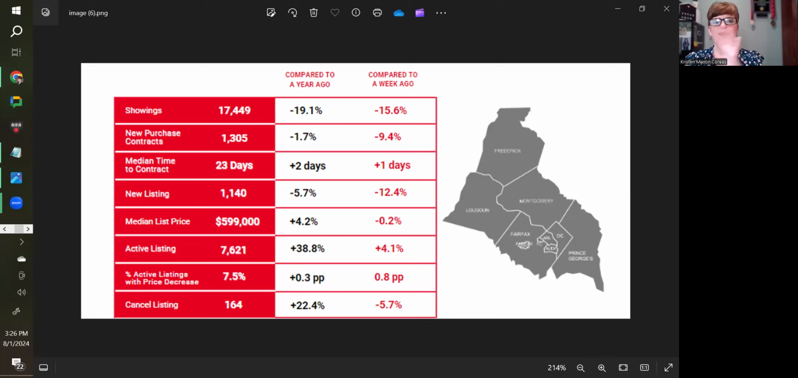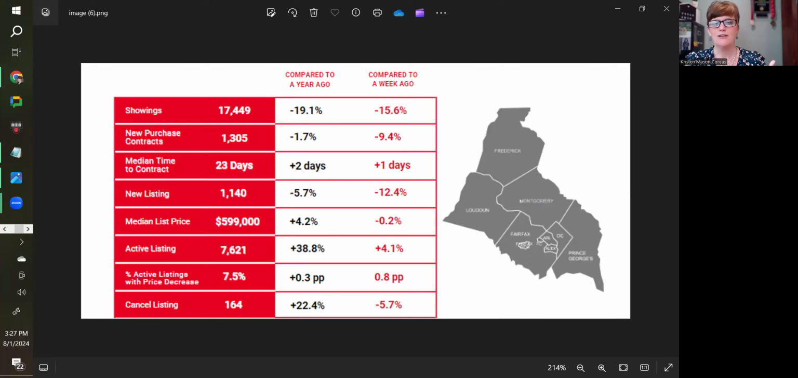The DC metro area, as a reminder, does include parts of Maryland as well as DC proper, in addition to the close-in counties of Virginia. So you can see the map there, which includes all of the areas for the DC metro area.